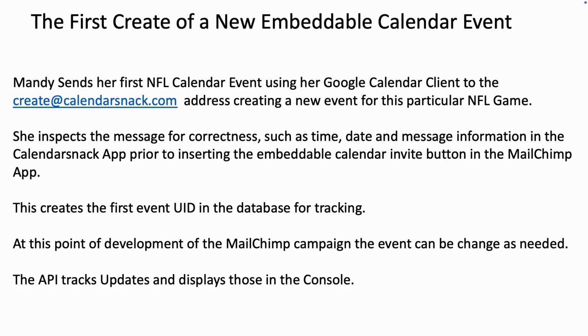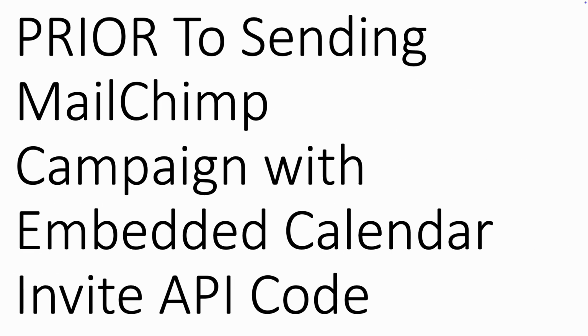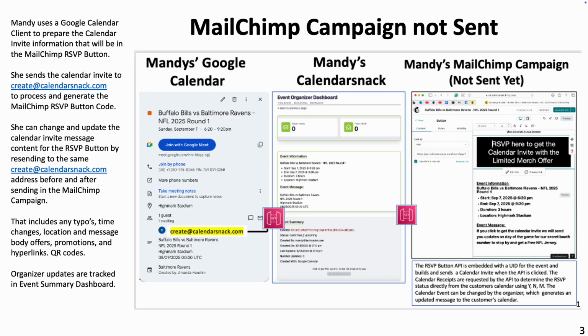The API tracks, updates, and displays those in the Calendarsnack console. So prior to sending the MailChimp campaign with the embeddable calendar invite API code, this is what we're going to see here in the screenshots and what I walk through in the videos. So this is a MailChimp campaign not set.